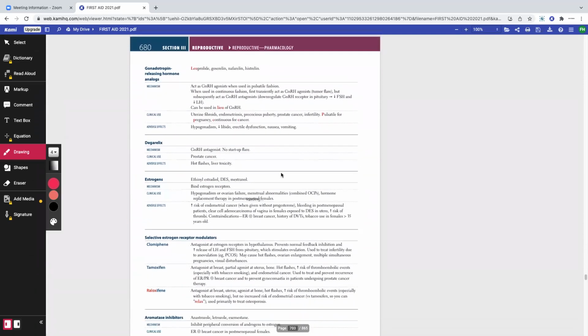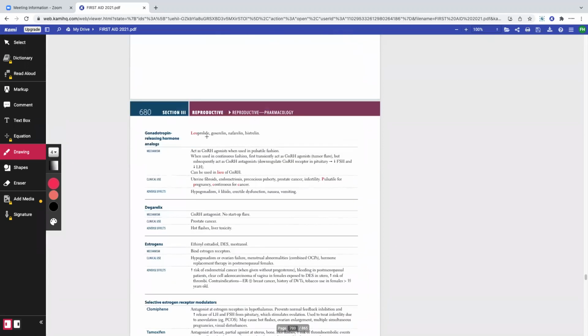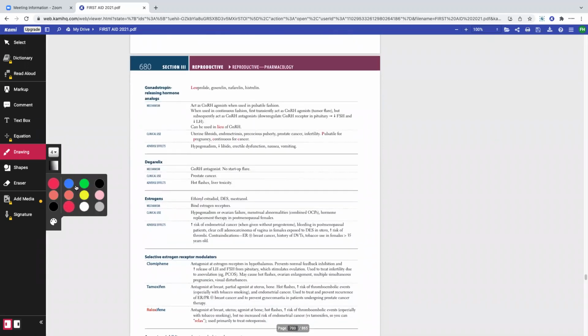Now, first and foremost, how are we going to read the reproductive system? For the drugs that are extremely high yield that will be asked in the step one exam, I'm going to use my red pen. And for the drugs that are not as important, I'm going to use my blue pen. Now, for the first one, leuprolide, goserelin, and histrelin, I'm going to use my blue pen. They're high yield, but not as much. That is, you do not get a lot of questions from this one.